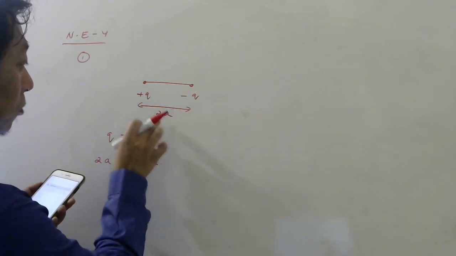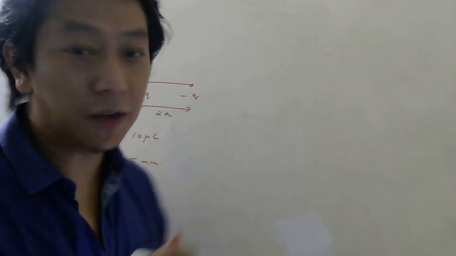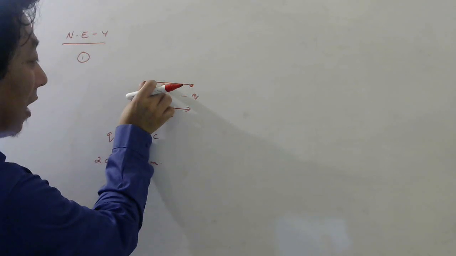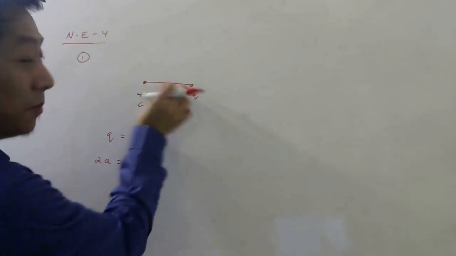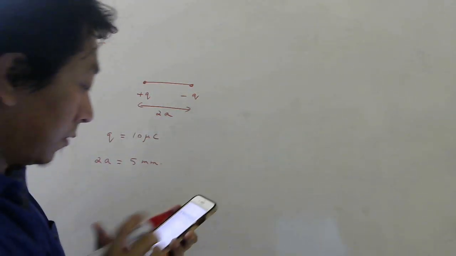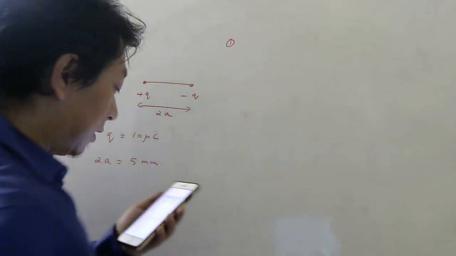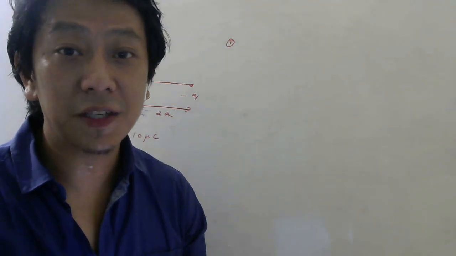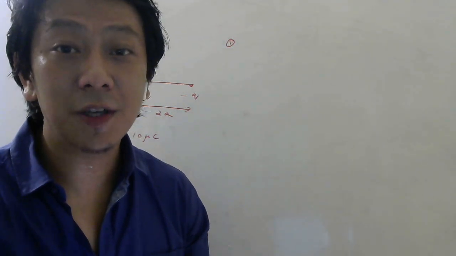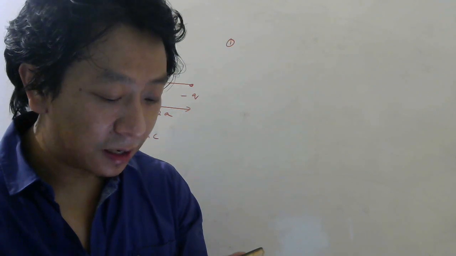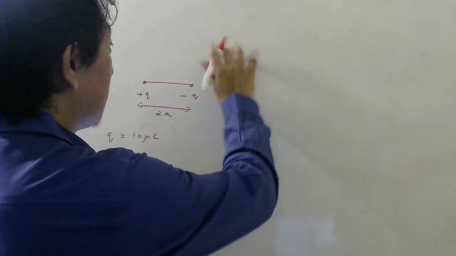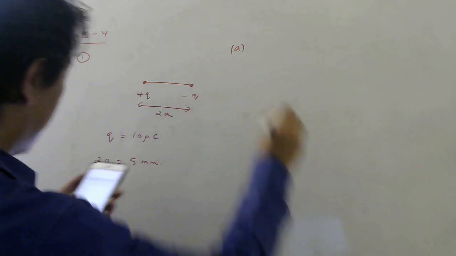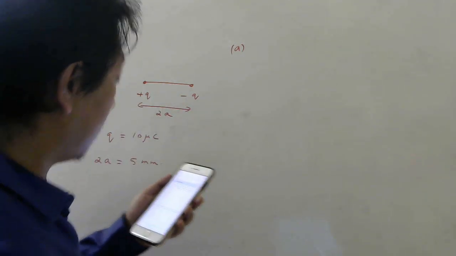I'm writing 2a because in our derivation we have taken this distance as 2a. Why did we do that? So that half of 2a will be a, and this will be a. So the first part is: determine electric field. Whenever you ask electric field, you have to mention at which point. So electric field at a point on the axis of the dipole, 15 centimeter from its center.